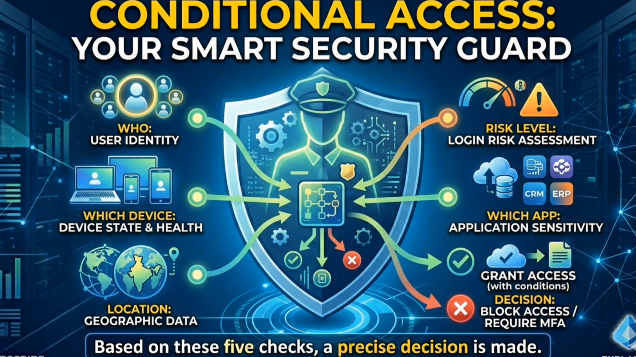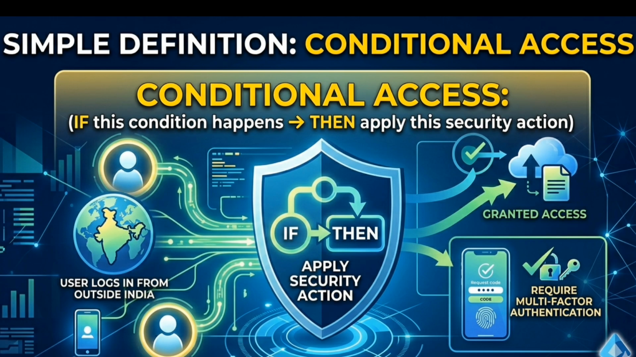Think of conditional access like a smart security guard. Instead of allowing everyone to enter automatically, it checks several conditions before giving access. For example, who is trying to log in, which device they are using, their location, risk level of login, and which applications they are trying to access. So based on these checks, conditional access makes a decision.